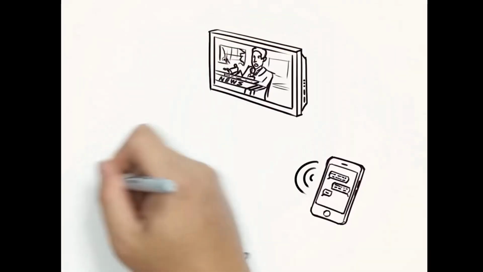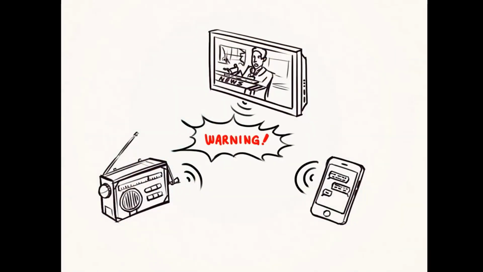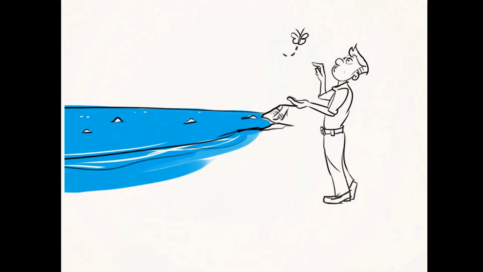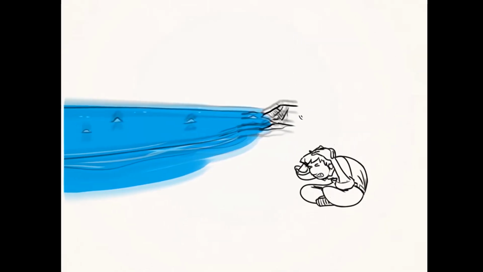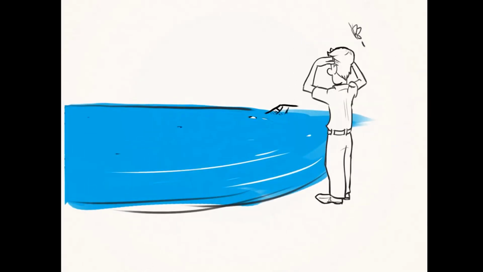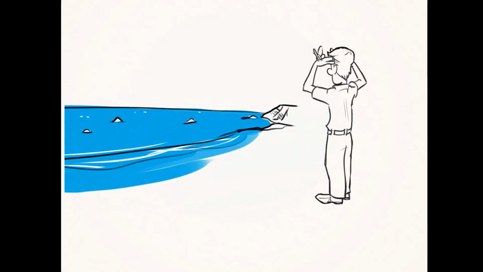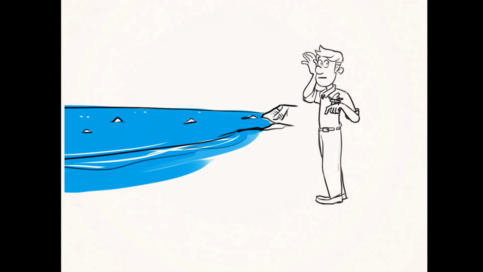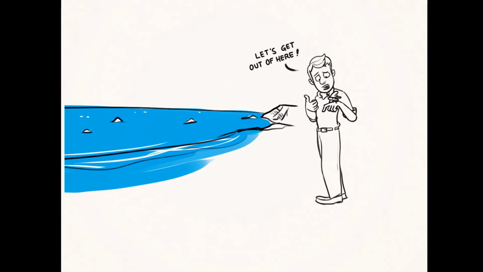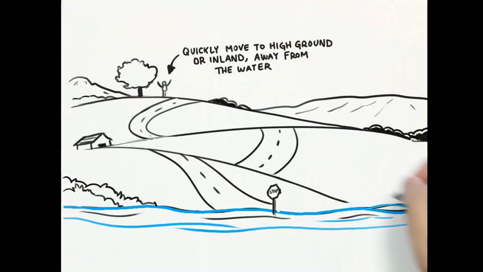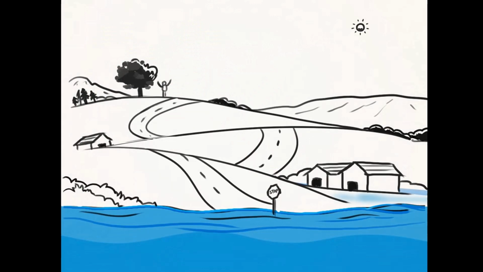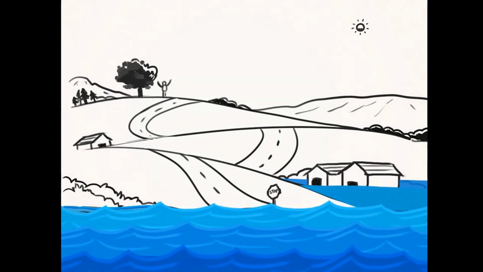First, understand the warnings. If an official warning is issued, do what it says. Just as important, pay attention to warnings Mother Nature provides. You may feel a strong or long earthquake. You may see the ocean suddenly rise or fall, or hear a loud roar. If you experience any of these, a tsunami could be coming. Protect yourself. Quickly move to high ground or inland away from the water. Stay out of the tsunami hazard zone until officials tell you it's safe.